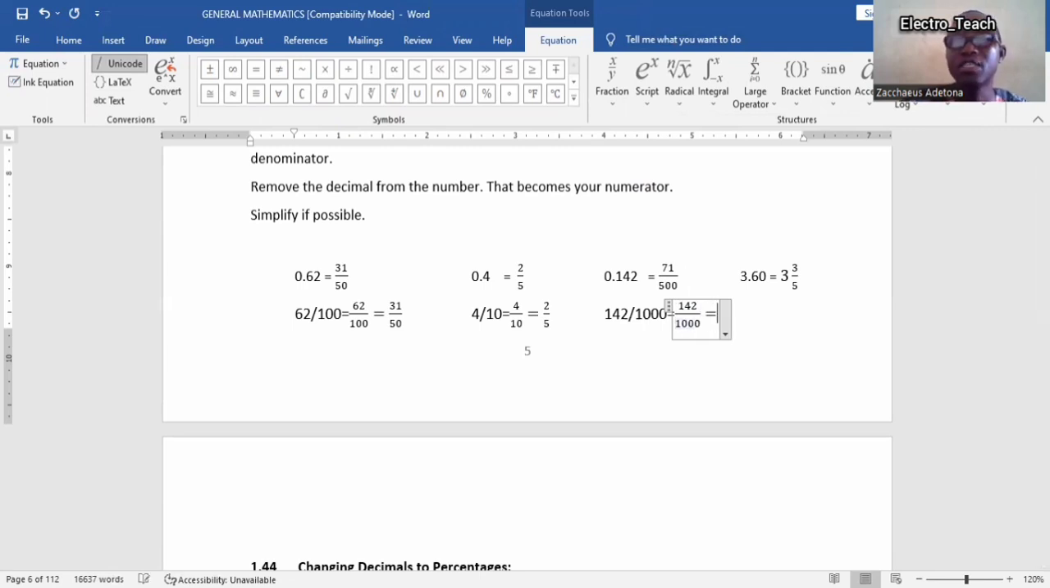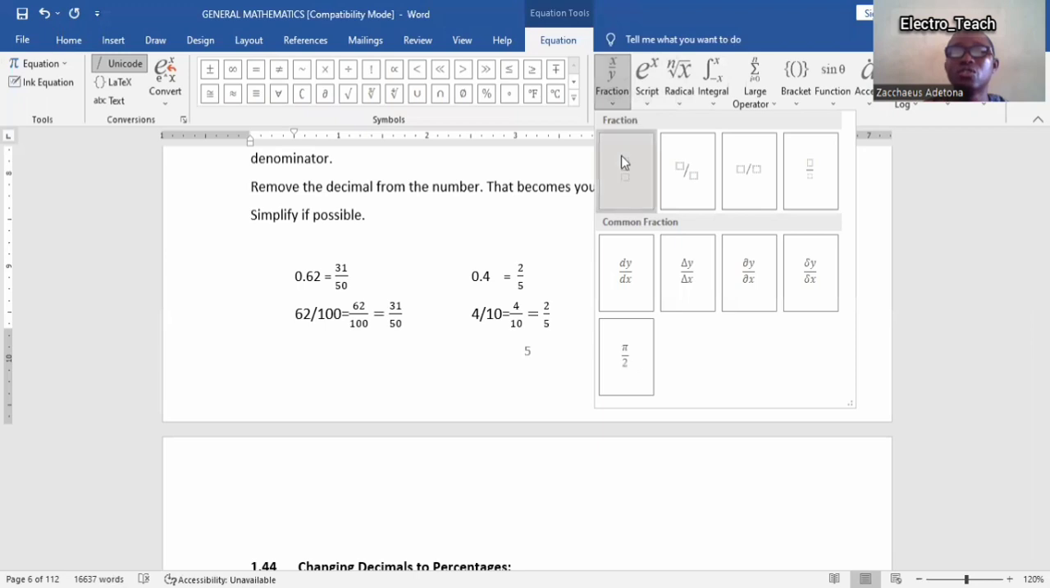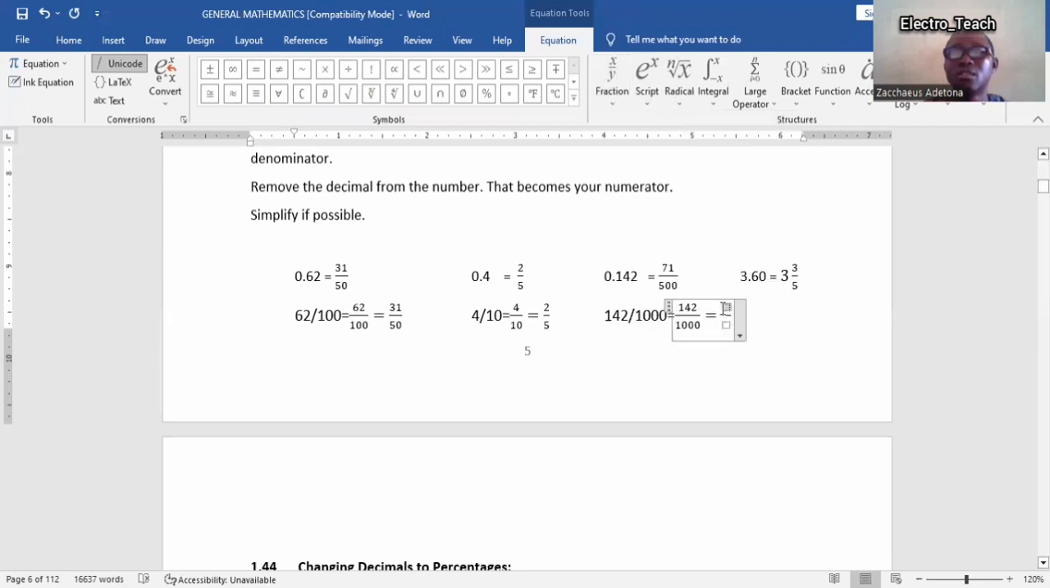So we can simplify that. Here, you can see that we can divide the numerator and denominator by 2 as well. So 142 divided by 2 will give us 71, and then 1000 divided by 2 will give us 500. And that is it.